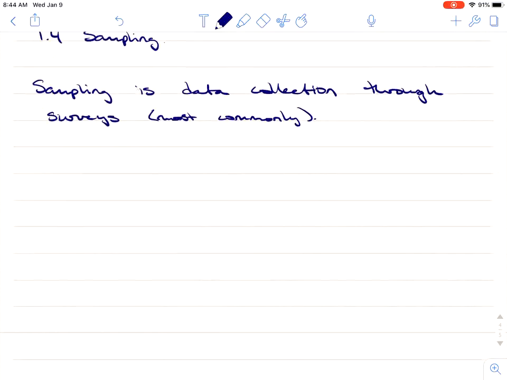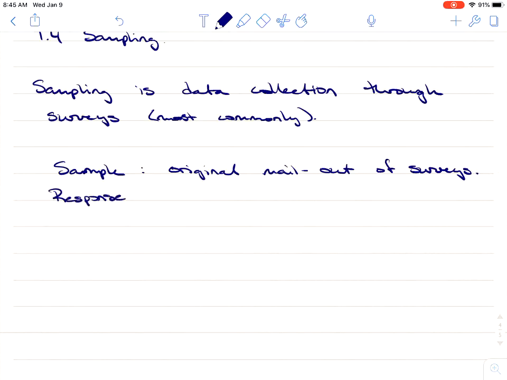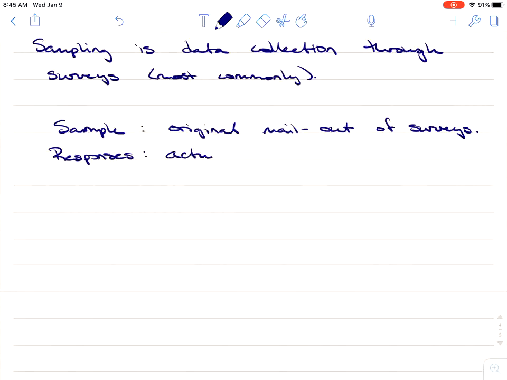So in this case, terminology gets a little tricky, because a sample would be the original mail out of surveys. We've talked about the sample as the actual number of people we have information on. In this case, for surveys, we talk about the sample as how many people did you try to contact. I say mail out just as a general term. How many people did you try to contact? And then you have the number of responses out of that, which is the actual number of surveys completed.